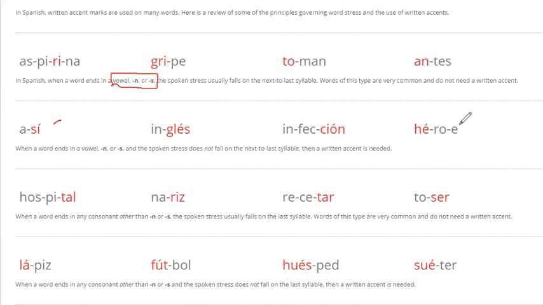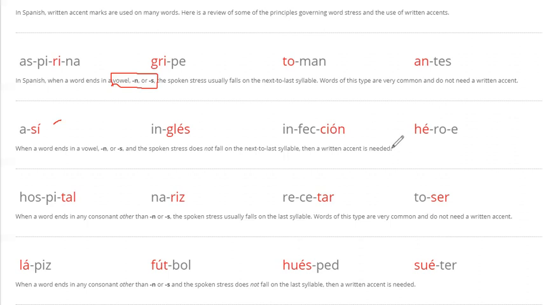Héroe, same thing, but instead of the last syllable being stressed, or the second to last syllable, it's the third from the end. The third from last syllable, the antepenultimate syllable, has the stress, and because of that, we mark that with a written accent mark, héroe, héroe. We stress the third from last. So that's where the stress syllable is, and because it's not where it should be, we note that by writing an accent mark above the vowel.